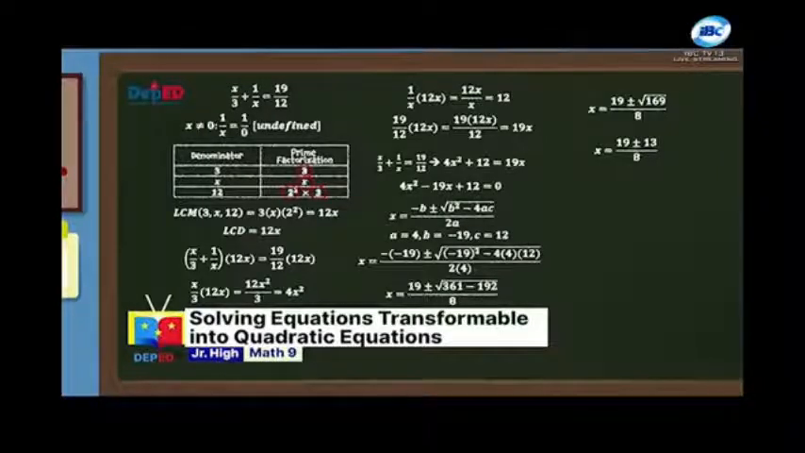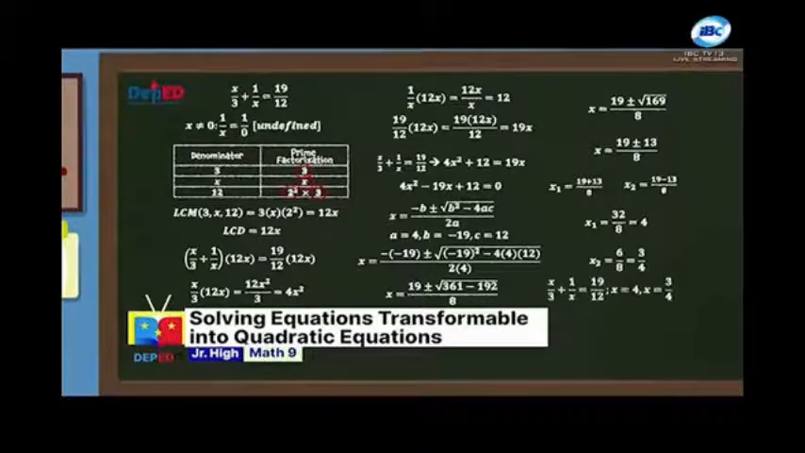We now split the equation into 2. x sub 1 equals 19 plus 13 all over 8. x sub 2 equals 19 minus 13 all over 8. x sub 1 must be equal to 32 over 8, which can be simplified as 4. x sub 2 must be equal to 6 over 8, or the fraction 3/4 when reduced to lowest terms. Therefore, the values of x that make the derived quadratic equation true are 4 and 3/4. And these are also the values that satisfy the original equation, which is rational algebraic.